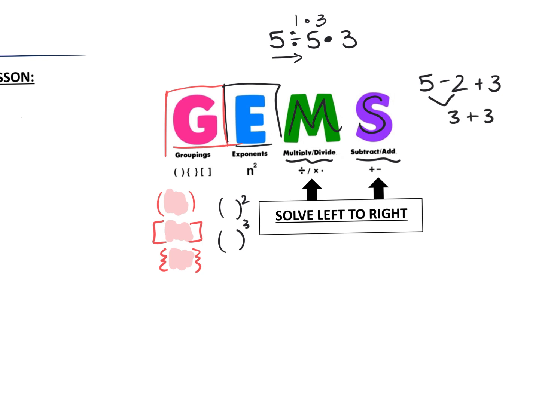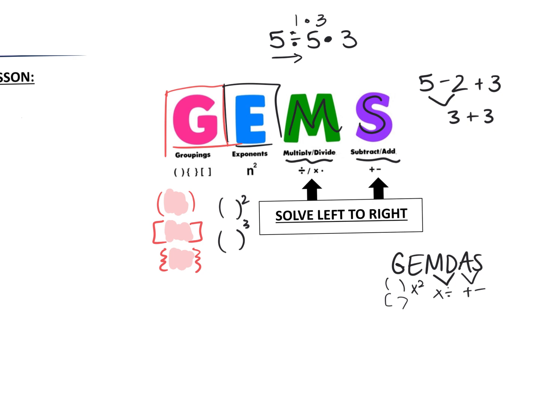Okay, sometimes you're going to see it as GEMDAS, which is basically kind of the same thing. You still have your grouping symbols. You still have your exponents. The M stands for multiply. The D stands for divide, but those kind of go together. And then the A stands for add. The S stands for subtract. Again, those go together, whatever comes first.